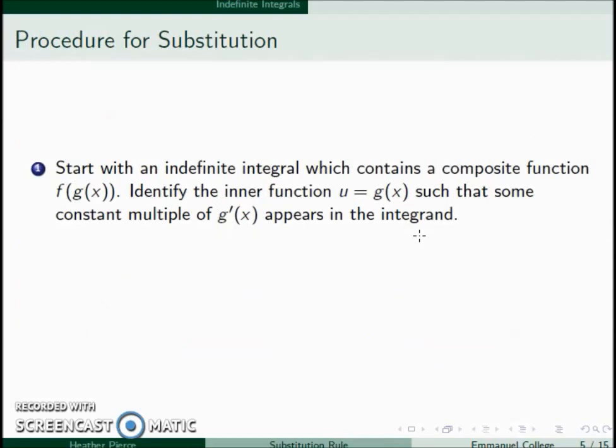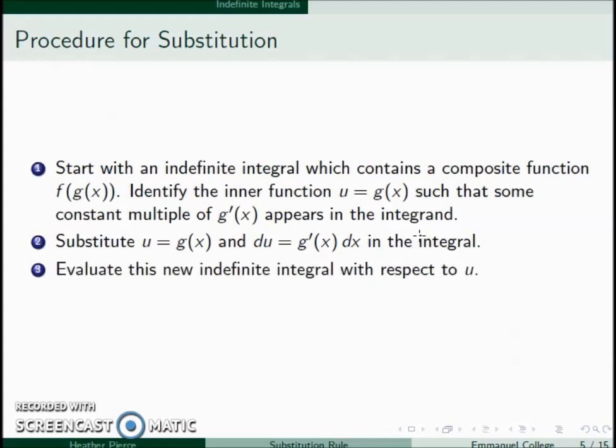So my procedure, with my indefinite integral, we need it to contain some kind of composite function, f of g of x. We want to identify the inner function u equal to g of x such that some constant multiple of g prime of x appears in the integrand. After that, we can substitute u equal to g of x and du equal to g prime of x dx in the integral. Evaluate this new integral with respect to u. And then finally, substitute our expression back in so that our final answer is in terms of x.